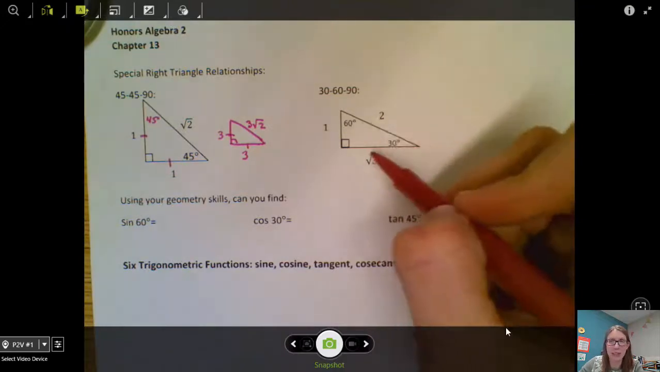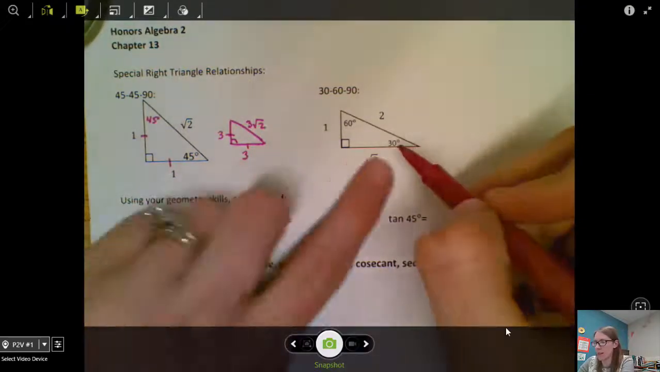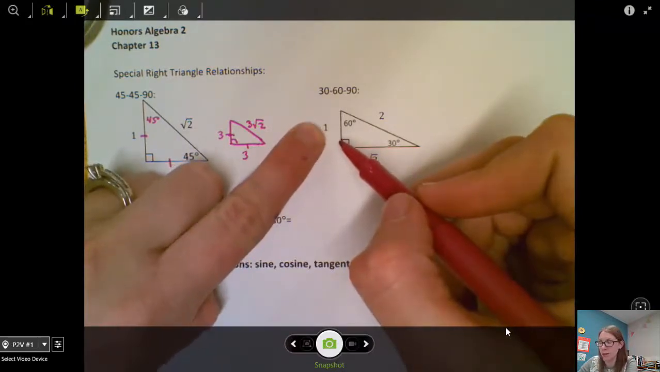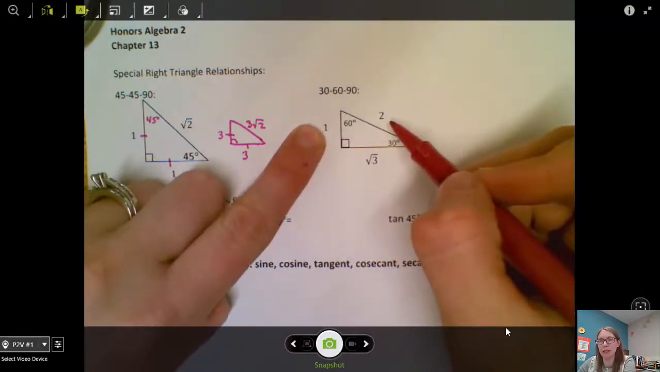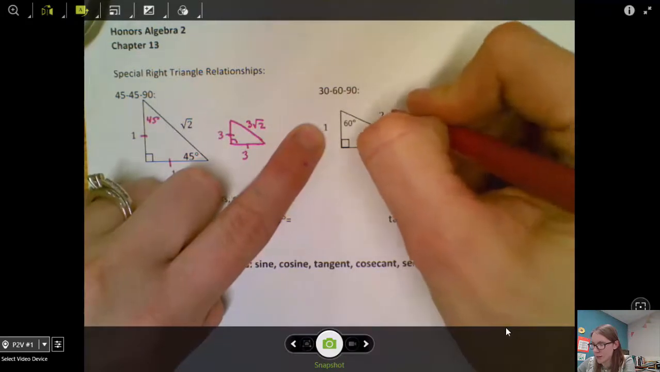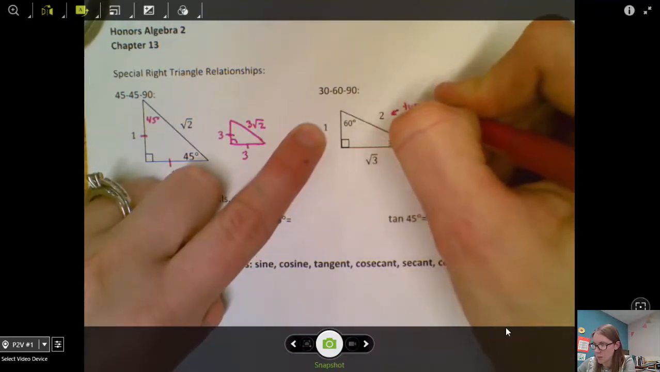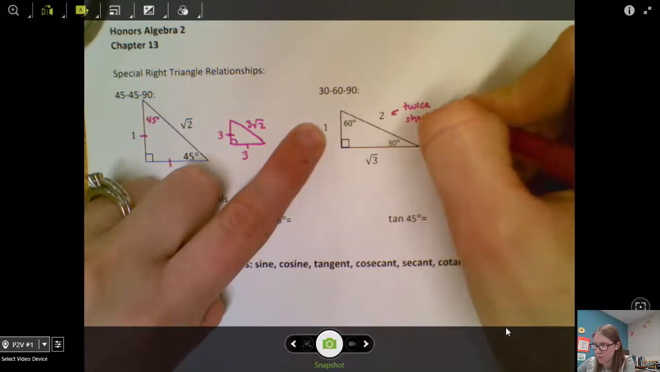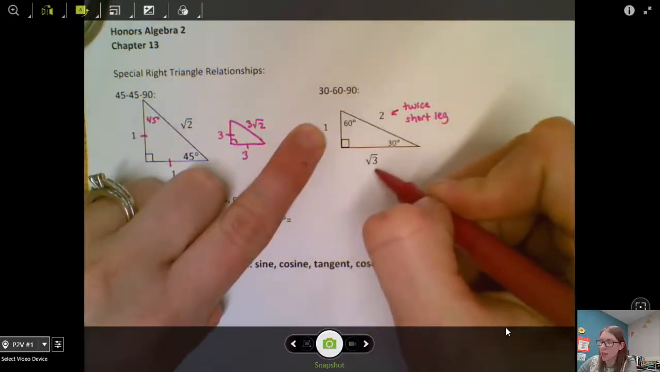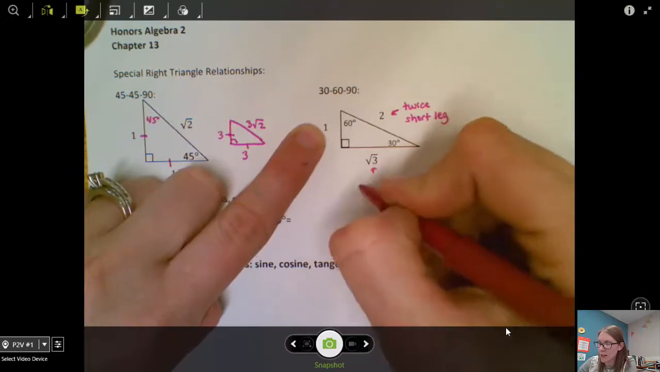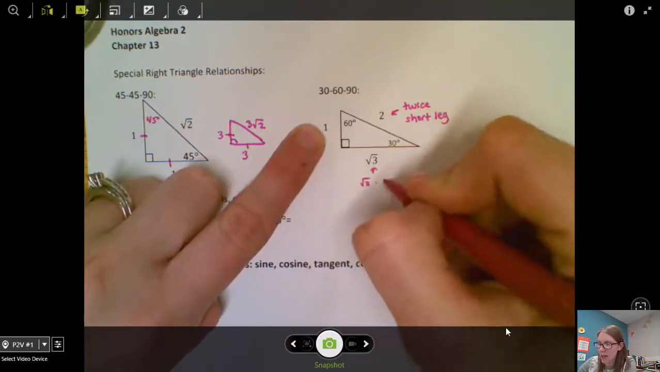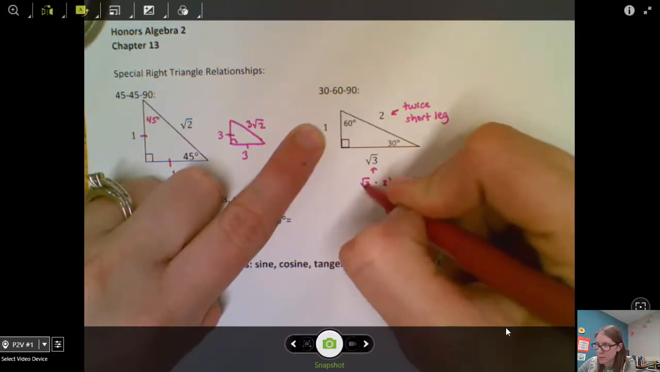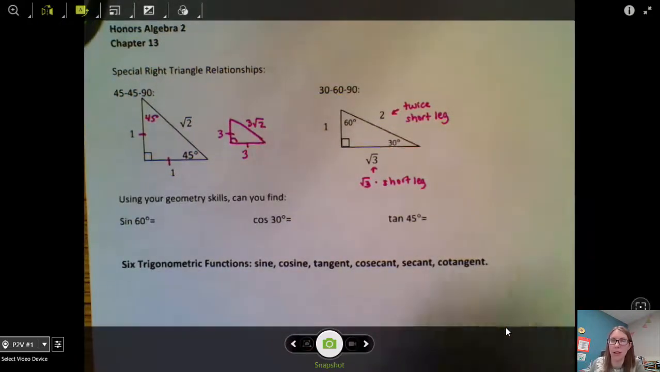And we also have a relationship with 30-60-90 triangles and their side lengths. The smallest side is 1. The hypotenuse is twice that. And this long leg is the square root of 3 times the short leg.